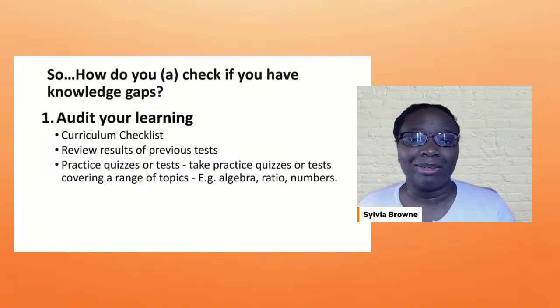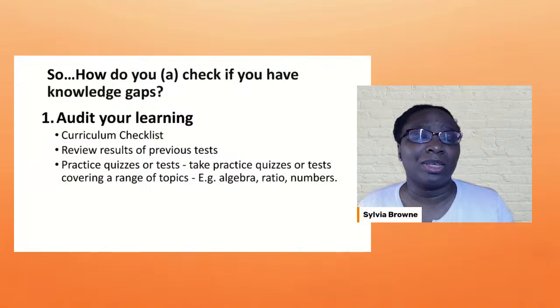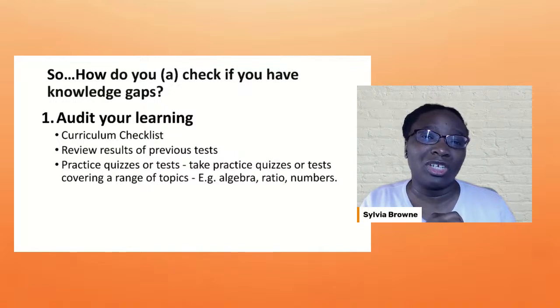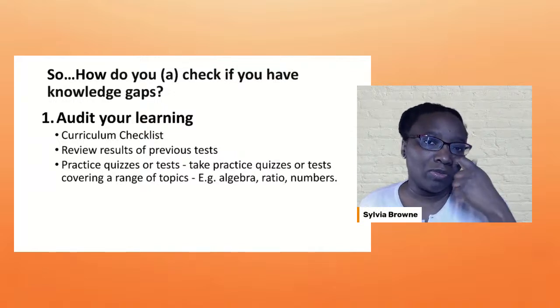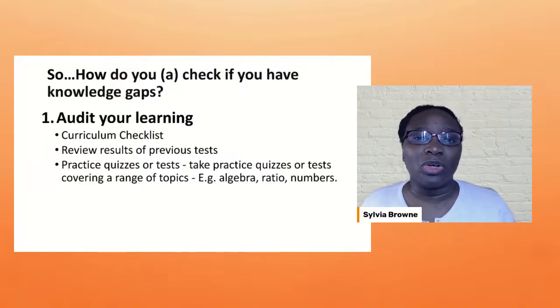There are various other ways that you can audit your learning. So curriculum checklist is one of the ones that I recommend. So they're normally checklists that already have the key things that the students need to know. And all they need to do is go through it and give it a tick or give it a cross or give it different colors based on where they are, right? And how happy they are with it.